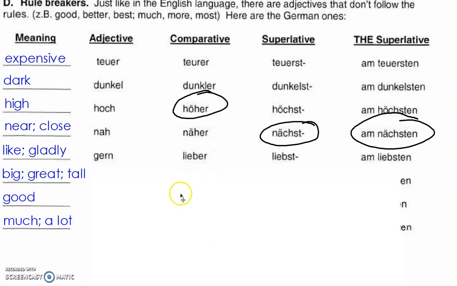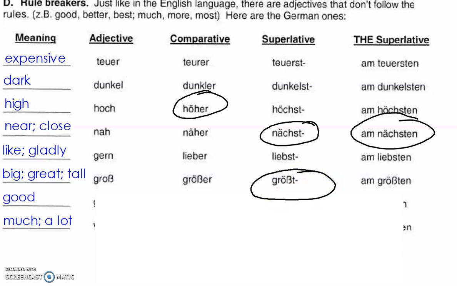Then we have great, big, or tall, which is groß, größer, größt, am größten. So the funny one here is the superlative form. Typically when things end in an S, ST, D, or Z, they take that filler E. So if it followed the rules, it would be größest. But that's not how we say it in German. We just say größt. So that is the exception for groß.